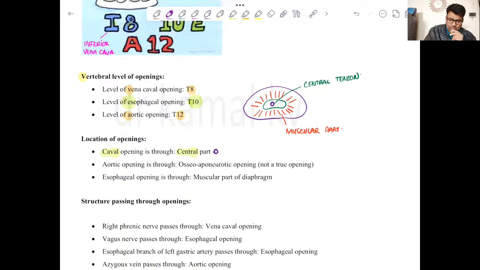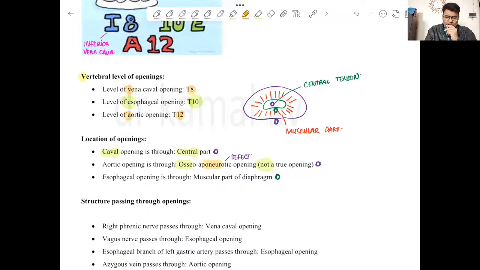The aortic, we'll take esophageal first. So the esophageal opening is through the muscular part. So esophageal opening is in the muscular part. Now the aortic opening is a defect actually. So it is not a true opening, means it is not through the diaphragm as such, it is behind the attachments of diaphragm. So it is actually a type of osteoaponeurotic defect.